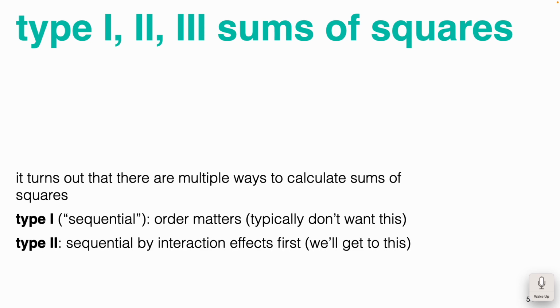Second is sequential by interaction effects first. We'll get to this when we talk about interaction effects. Does anyone know what an interaction effect is when it comes to ANOVA? We will know about it in about a half hour, I hope.